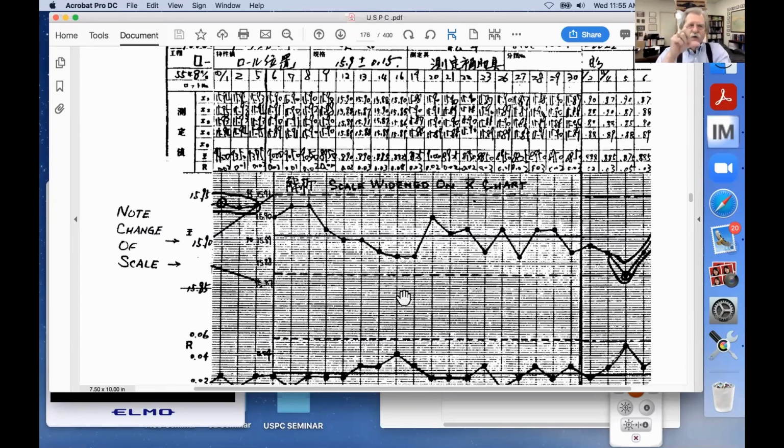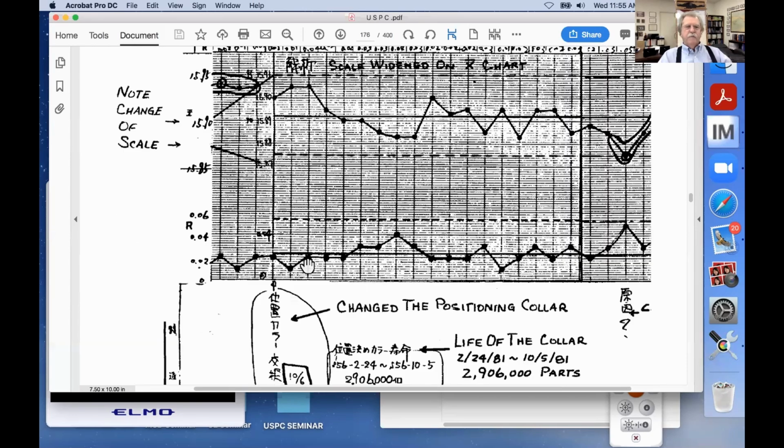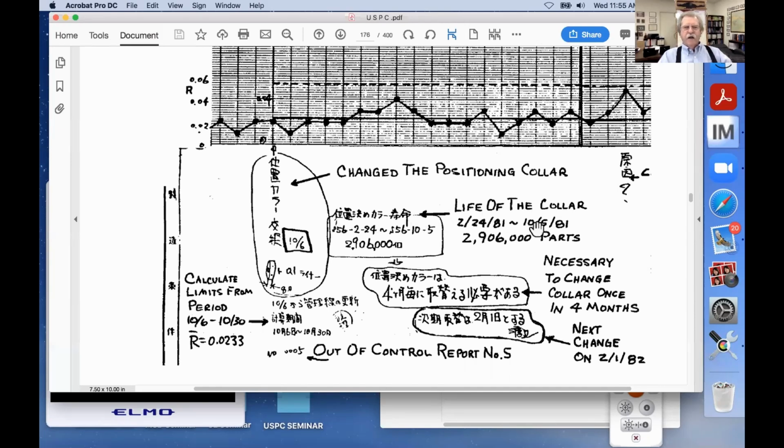So they actually blow the scale up. What used to be 10 units is now 4 units. So they made the scale 2.5 times bigger on the X-bar chart. They put the new part in, change the position and collar, life of collar 224 to 10.5, 2.9 million parts. Necessary to change collar once in 4 months.